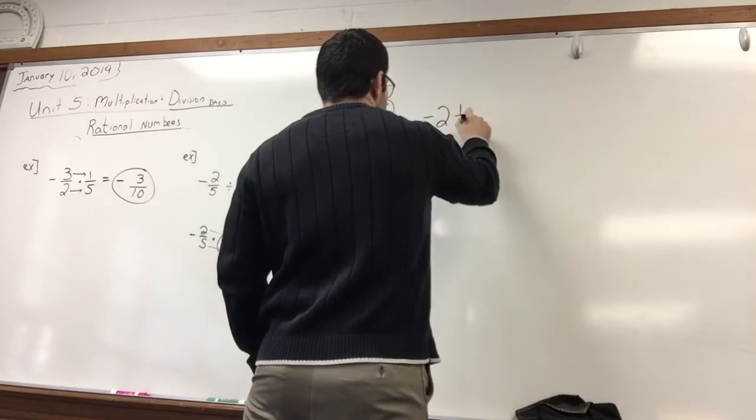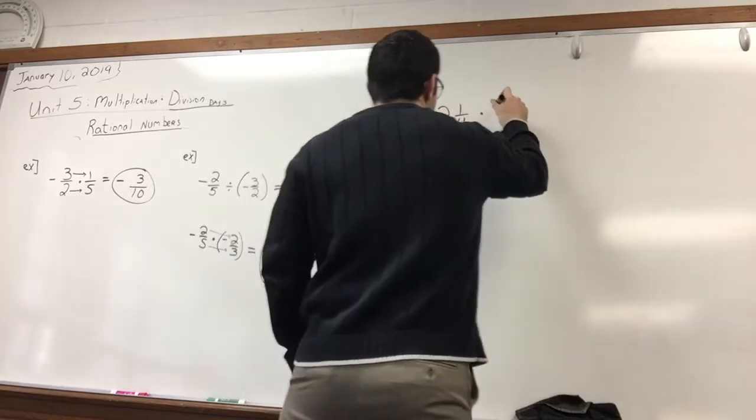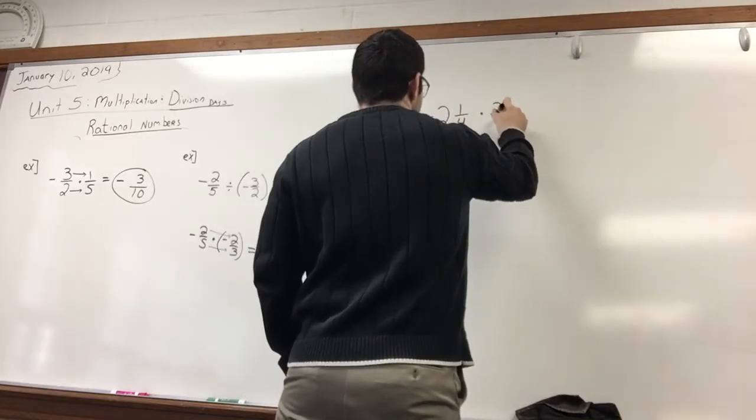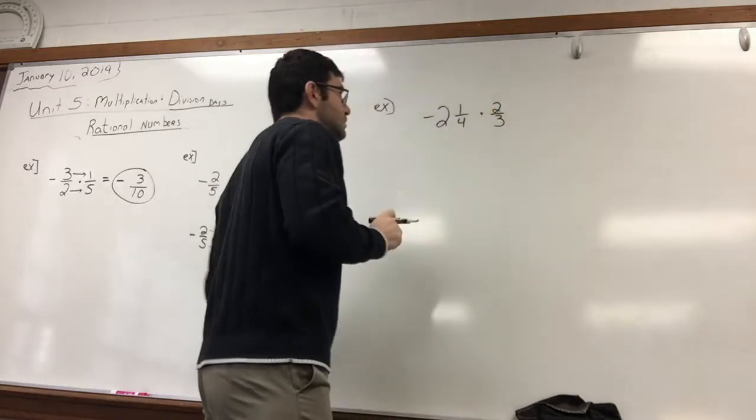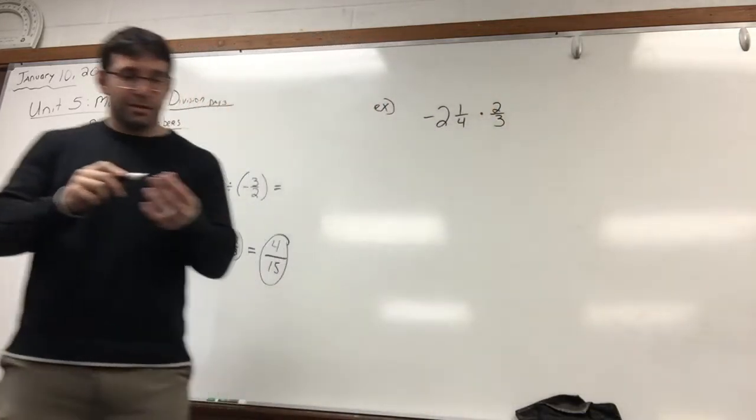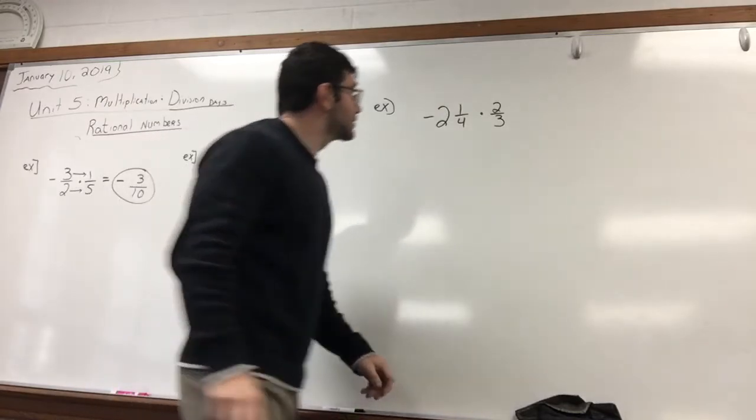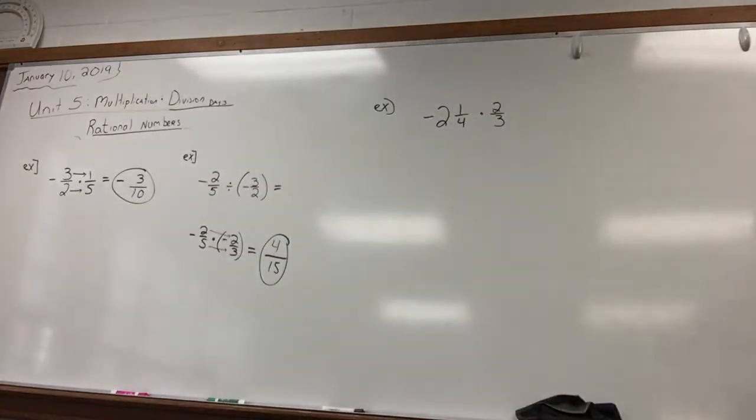Negative 2 1/4 times 2/3. Negative 2 1/4 times 2/3. Try it again. Negative 2 1/4 multiplied by 2/3. When you're finished, look up.